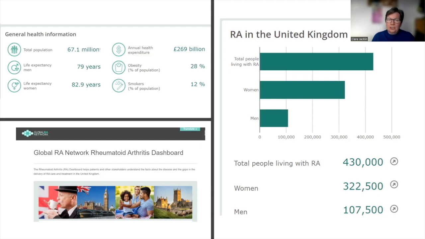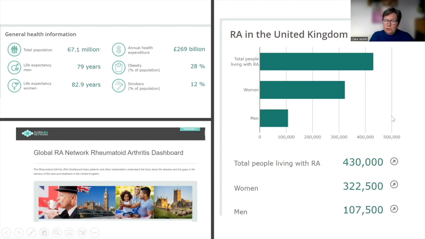It's nice to see that the United Kingdom actually has a lower percentage of smokers compared to many of the other countries that took part in this RA dashboard. But of course, 12% is still 12% too many. And over a quarter of the population are considered obese, which, of course, we know is linked with so many health issues, RA being one of them. So that's going to be a very useful stat for us to monitor over the coming years and see if we can reduce that in some way.